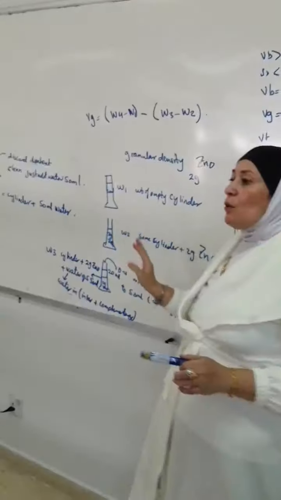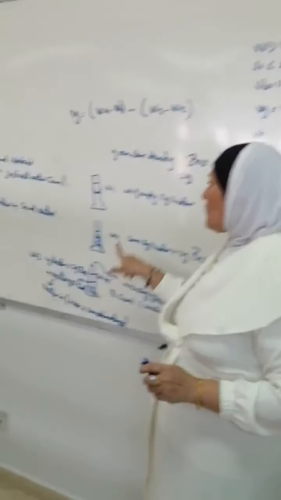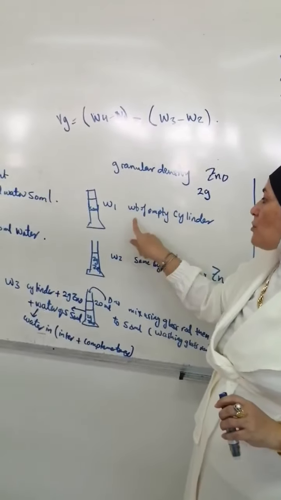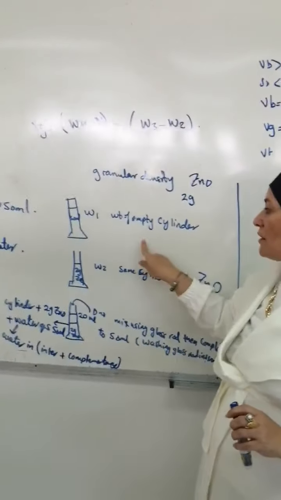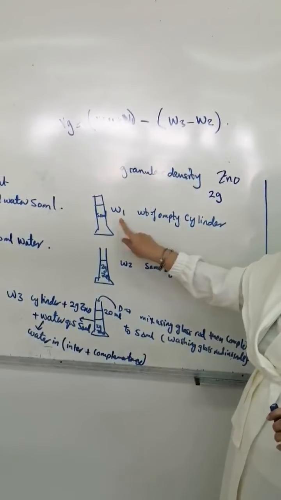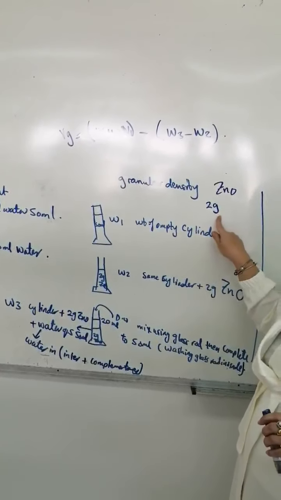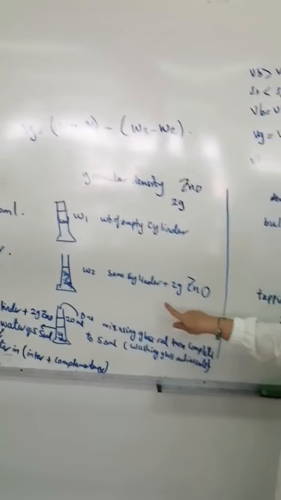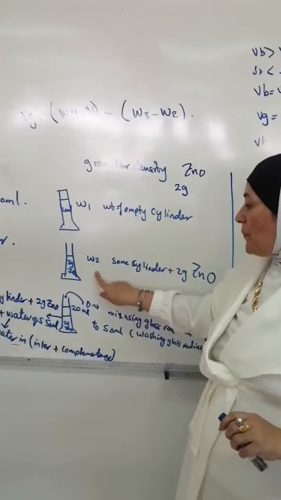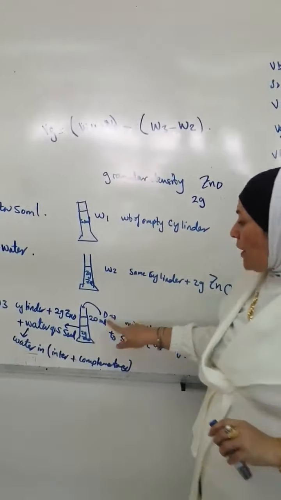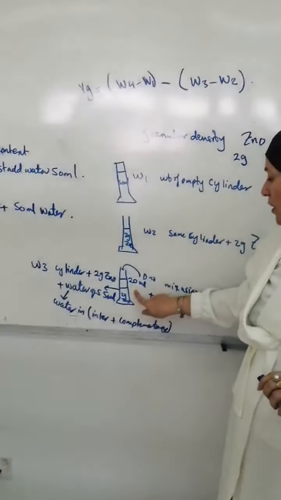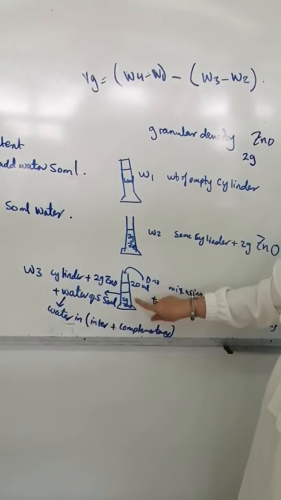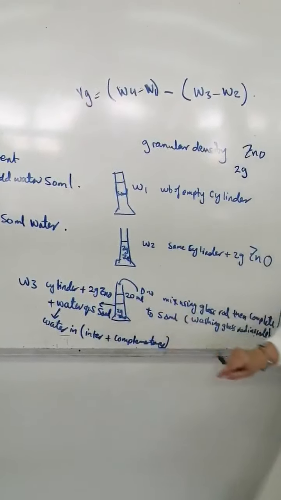The technique is called liquid replacement, with 4 steps. Step 1, just weigh the empty, dry cylinder and get the weight. Then the 2 grams of zinc oxide is added to the same cylinder and reweighed as W2. Then we will add water to the zinc oxide for 2 reasons: because it does not dissolve zinc oxide, and zinc oxide is wetted by water.